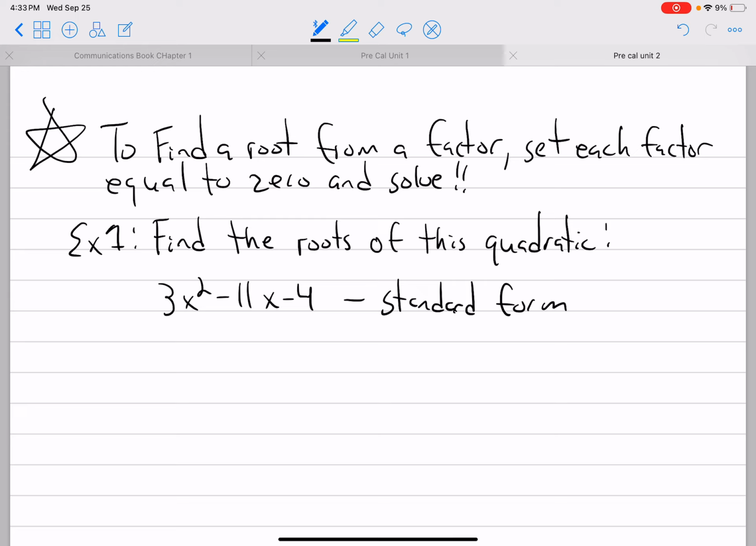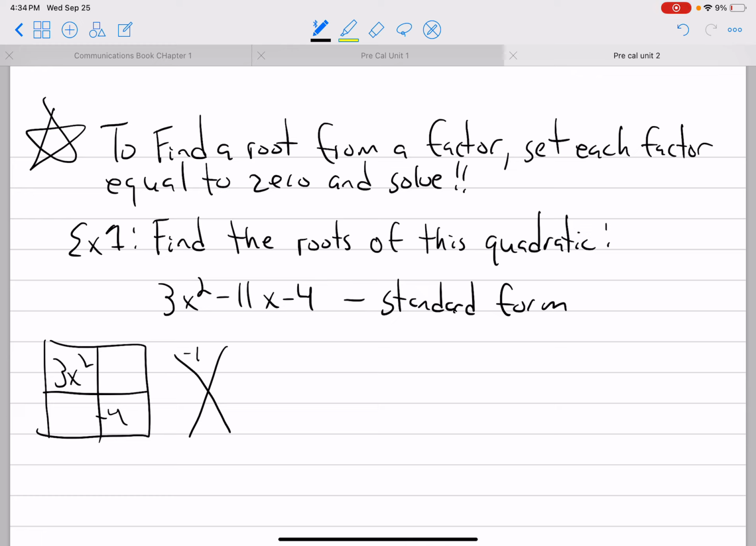Okay? You paused it right here. You factored it. You did your work. If you did your work correctly, it's going to look something like this. You're like, okay, I could do this. This is 3x squared. This is minus 4. These things have to multiply. Let me see. They have to add to negative 11. Excuse me. They have to add to negative 11. And they have to multiply to whatever 3 times 4 is. What is that? Negative 12. So what is that going to be?